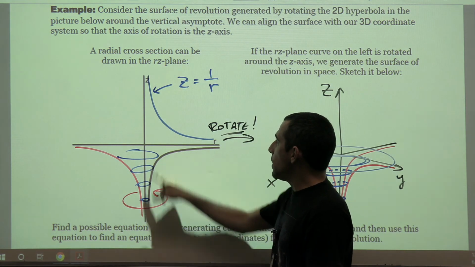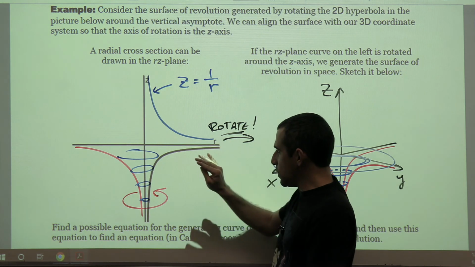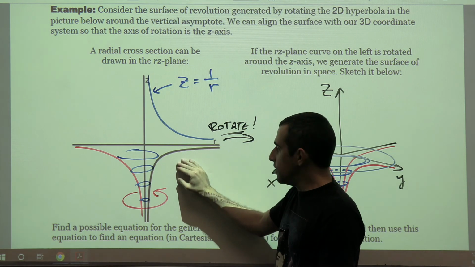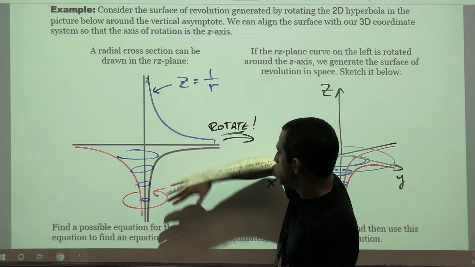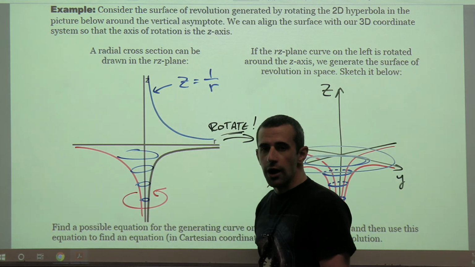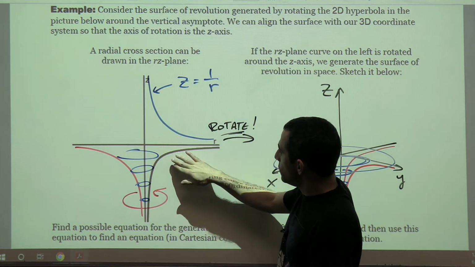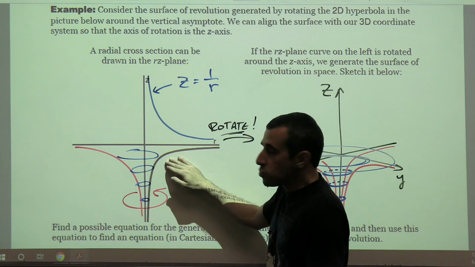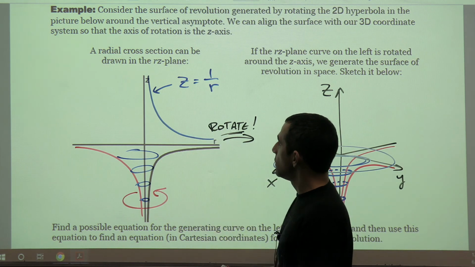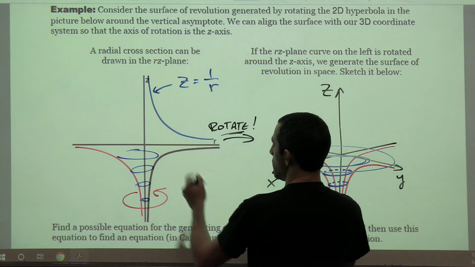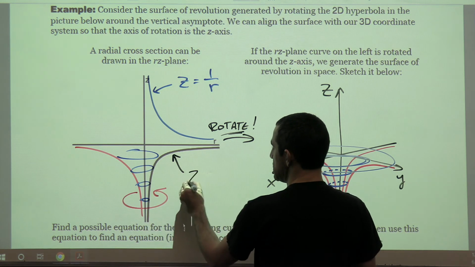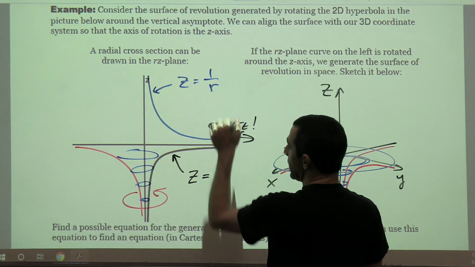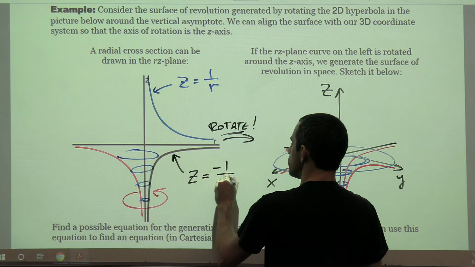So if we know the equation of this hyperbola up here, what's the equation of this hyperbola down here? This is just the mirror image of this one. It's the reflection of this through the r-axis. So to get the equation of this part, we just take the negative of that. So the equation of this curve down here should just be z equals negative 1 over r.